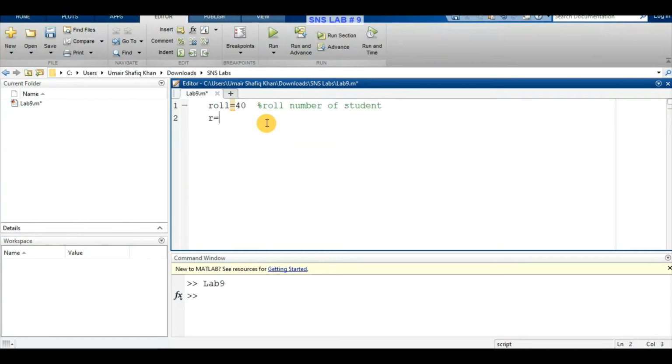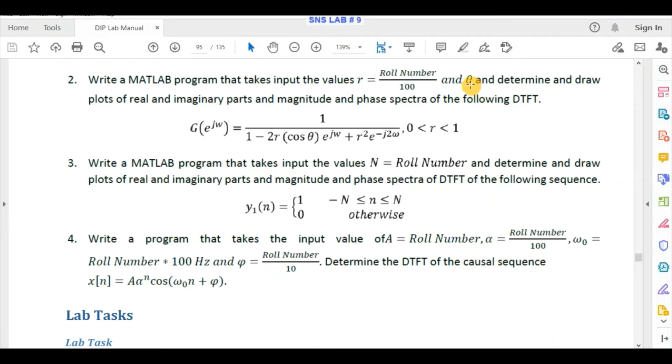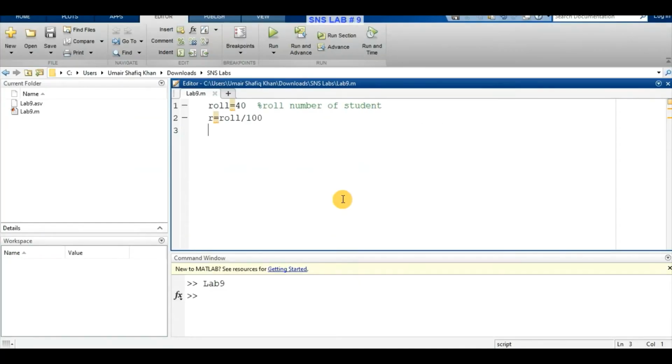Then r will be roll number divided by 100. After that we need to put the value of theta. As the value of theta is not given, we can assume it in this case. Let's say theta is equal to pi, and we are assuming this value.